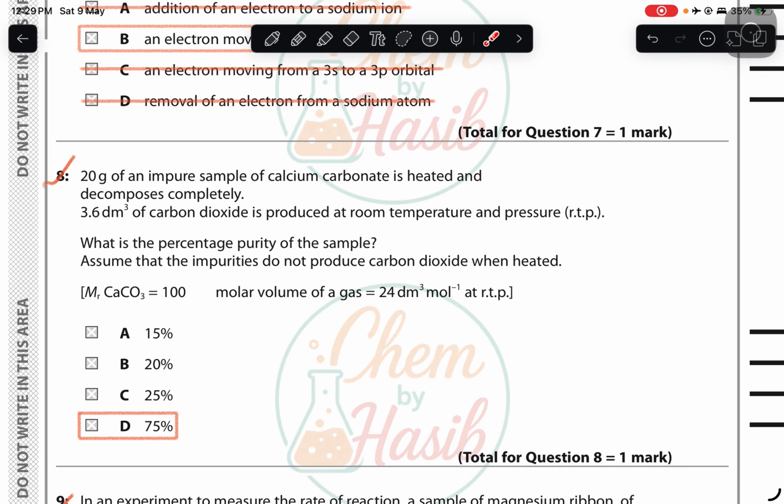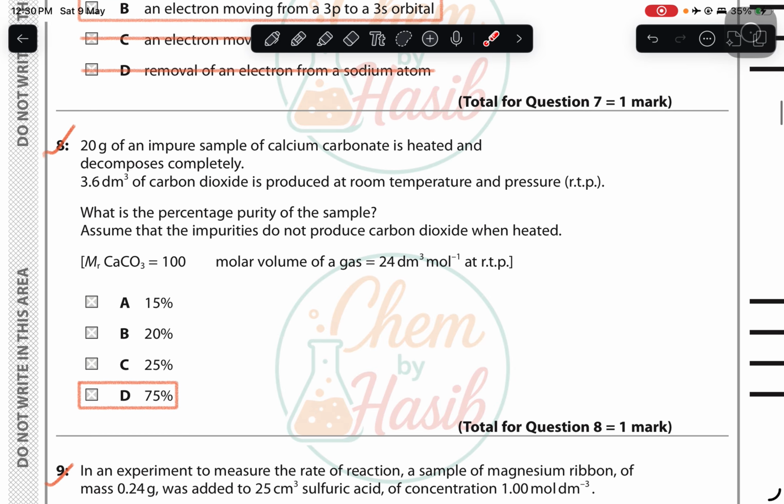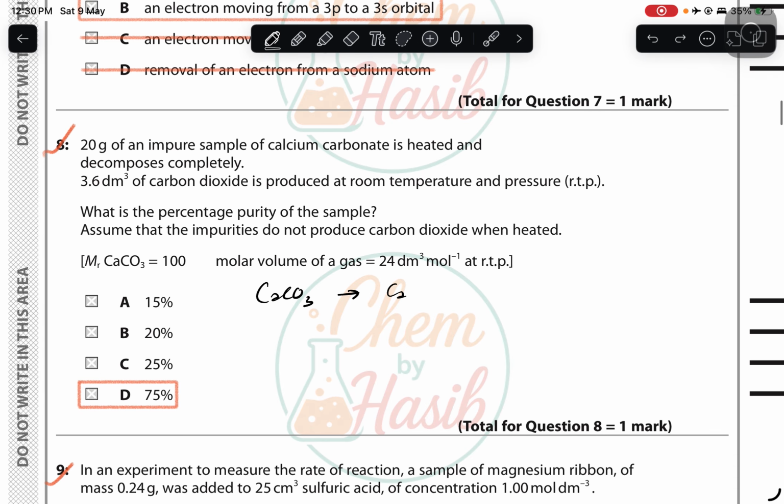Okay. So 20 gram is the mass of the impure sample. Let us write the equation first. So calcium carbonate is being heated, it produces calcium oxide and produces carbon dioxide gas. So both of these are solids. 20 gram is impure. It produces 3.6 cubic decimeters of carbon dioxide.